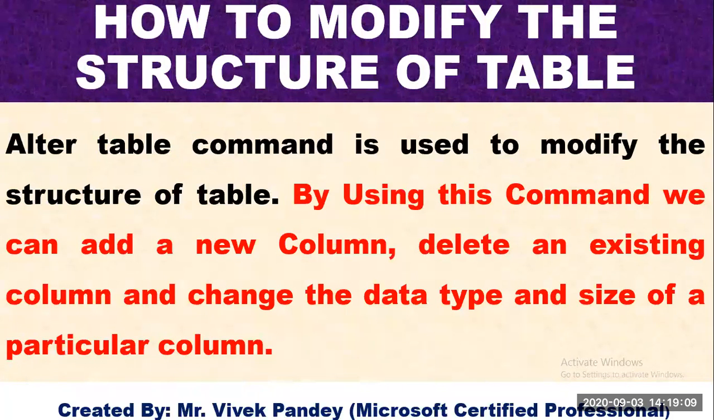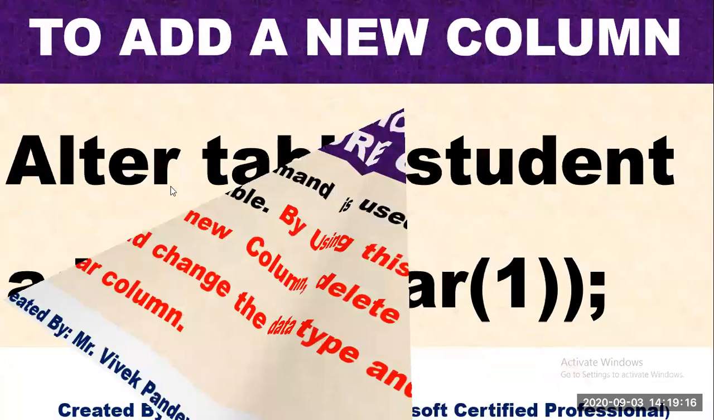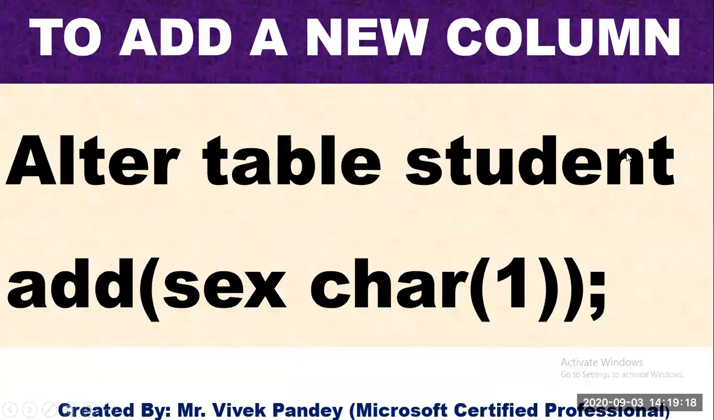You can add a new column, delete an existing column, and change the data type and size of a particular column. To add a new column, we use the following command: ALTER TABLE student ADD sex CHAR(1). By using this command, we can add a new column sex in the table student.